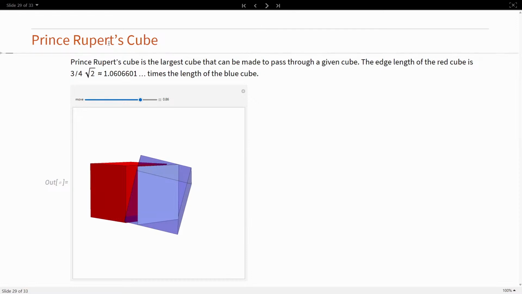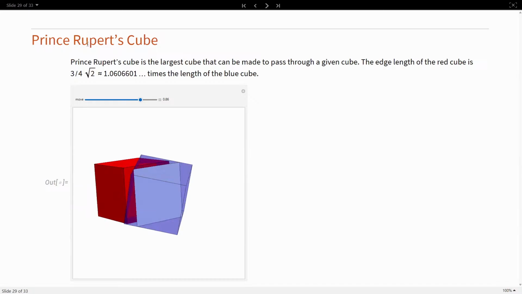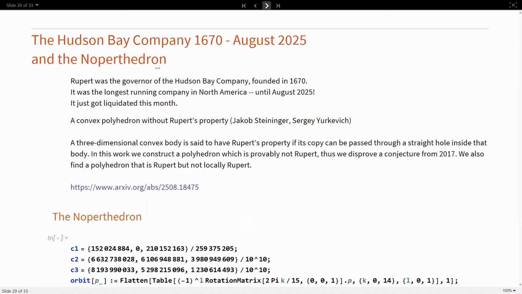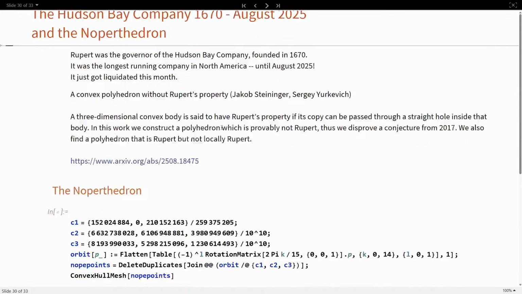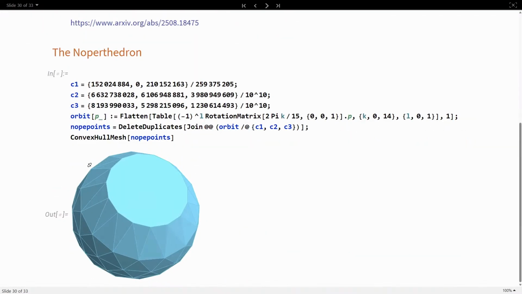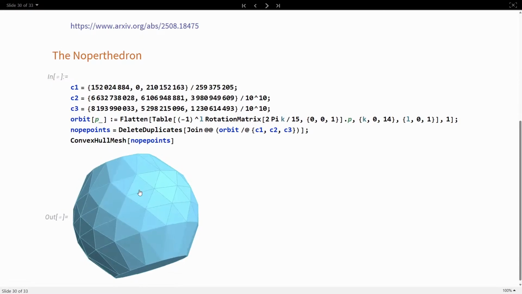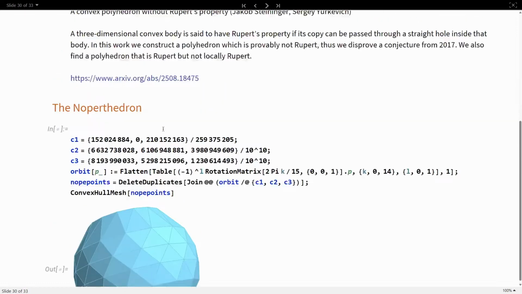So one open question was whether all polyhedra had the Rupert property, that you could drill a hole through it and pass the polyhedra through itself. Well, it turns out that no, this object here, which is now called the Noperthedron, which was found just a few weeks ago, does not have the Rupert property, so it's called the Noperthedron. And here's how to make one here.